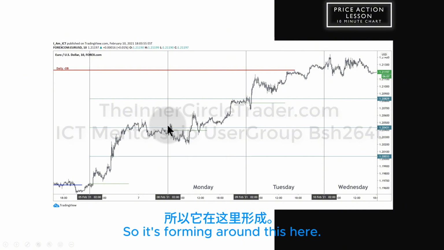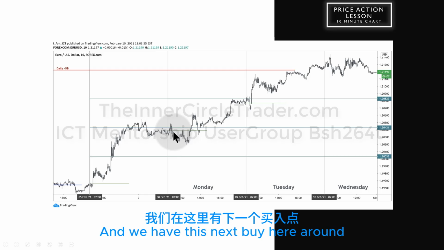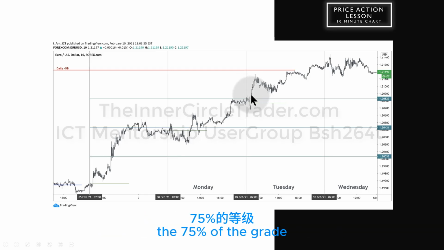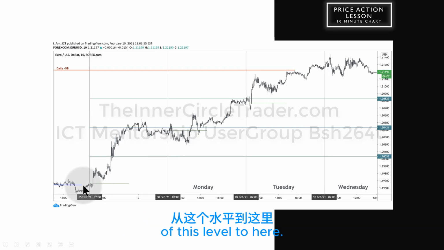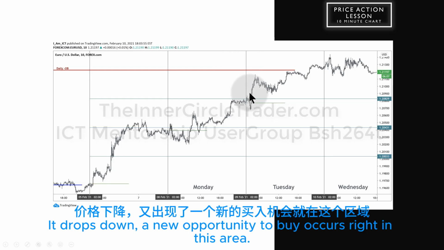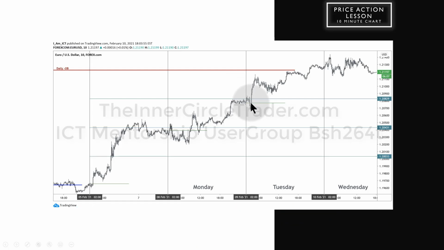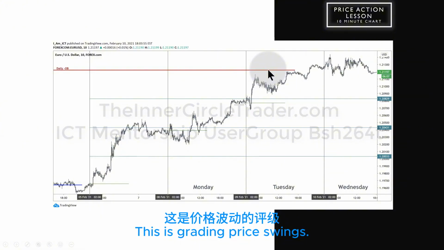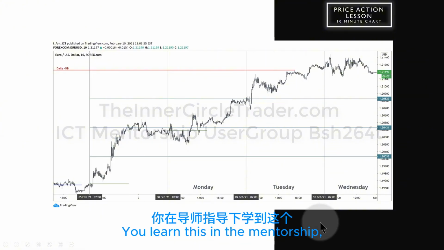So it's forming around this here. And we have this next buy here around the 75% of the grade of this level to here. It drops down. Another opportunity to buy occurs right in this area. And there you go. And this is grading price swings. Okay, you learn this in the mentorship.